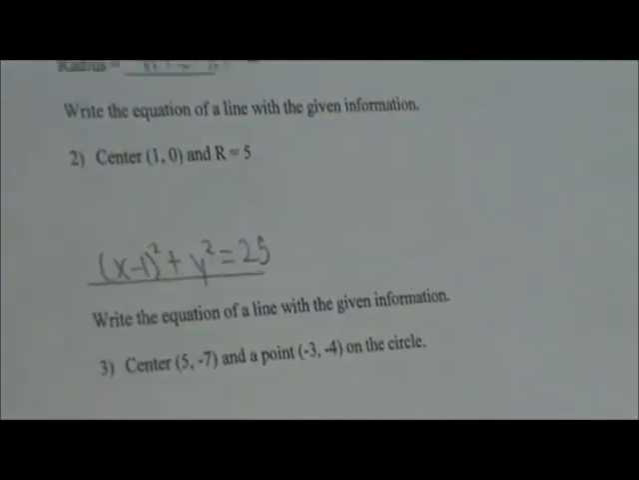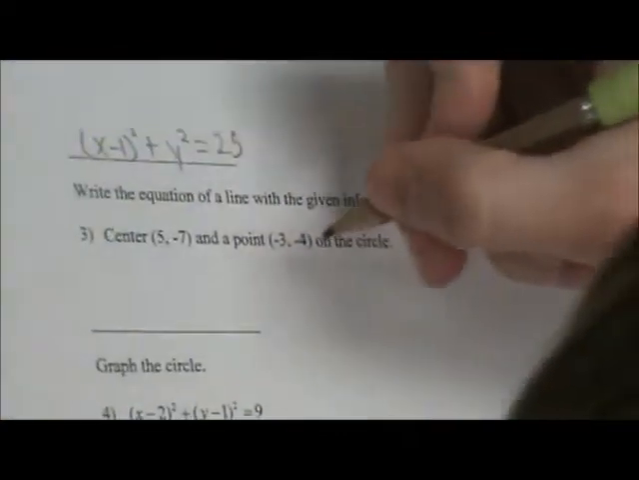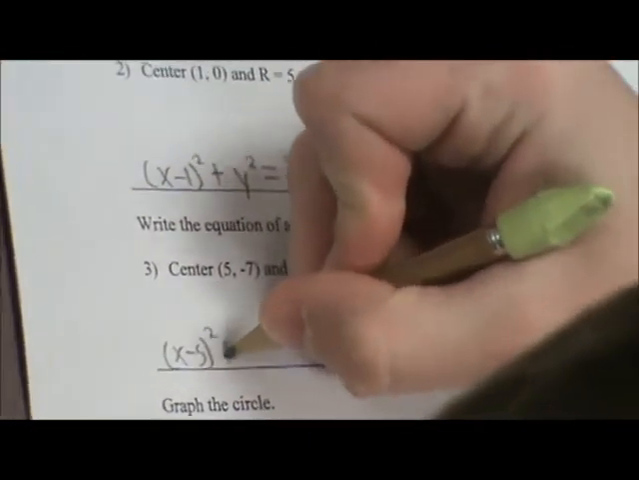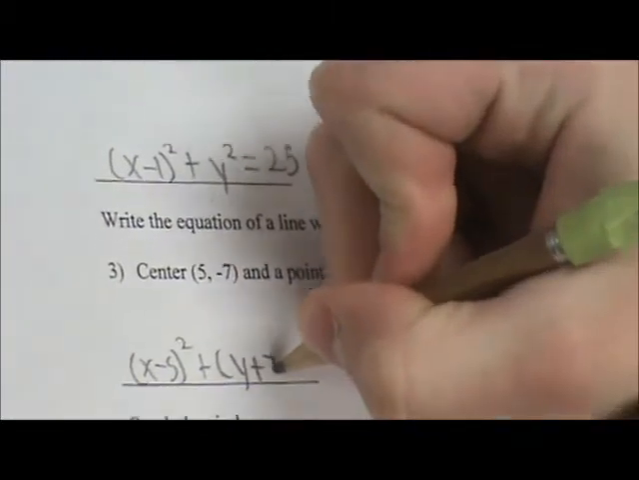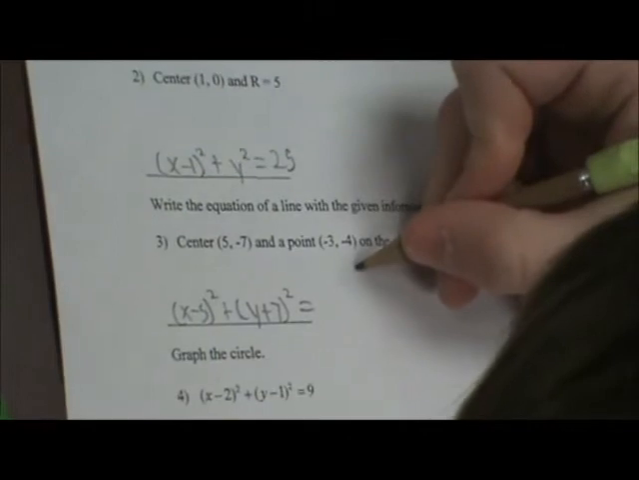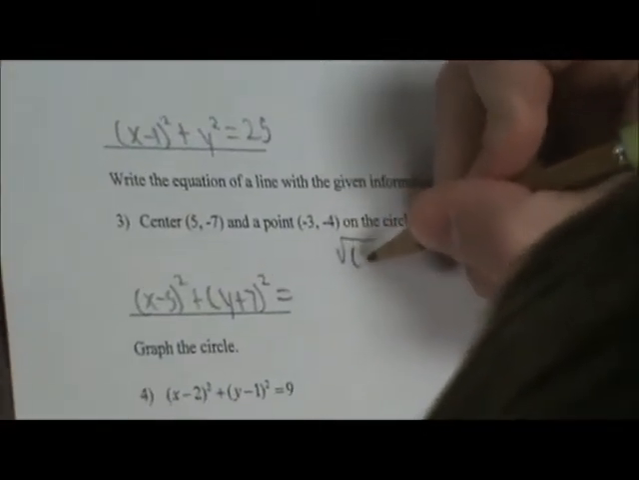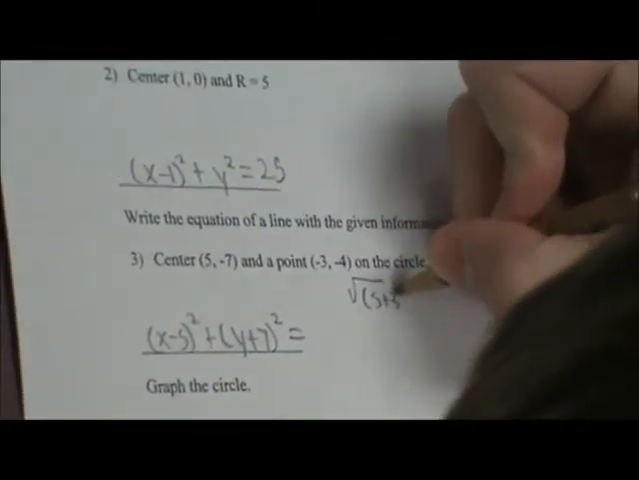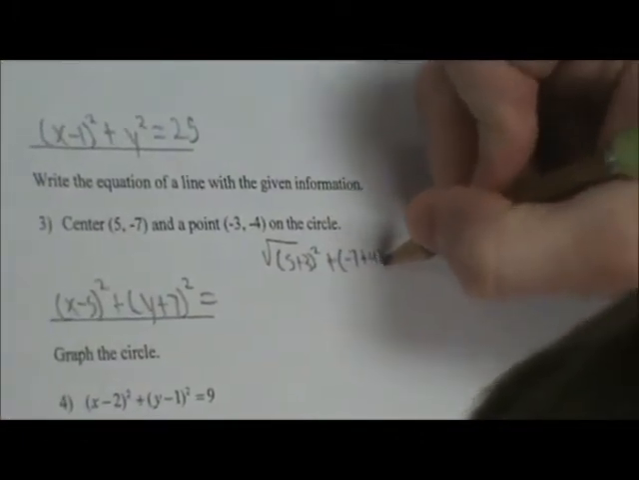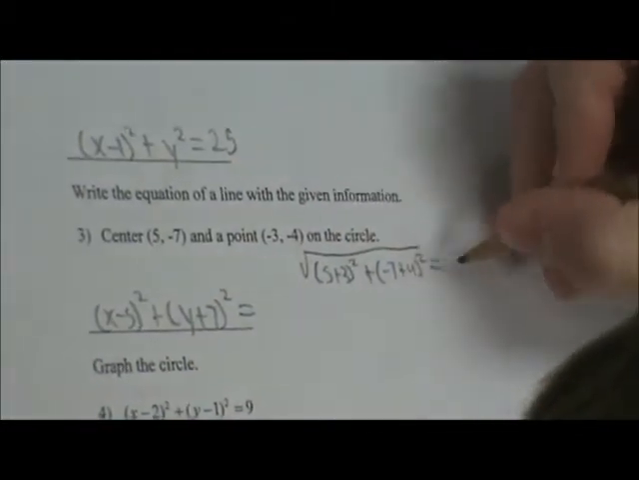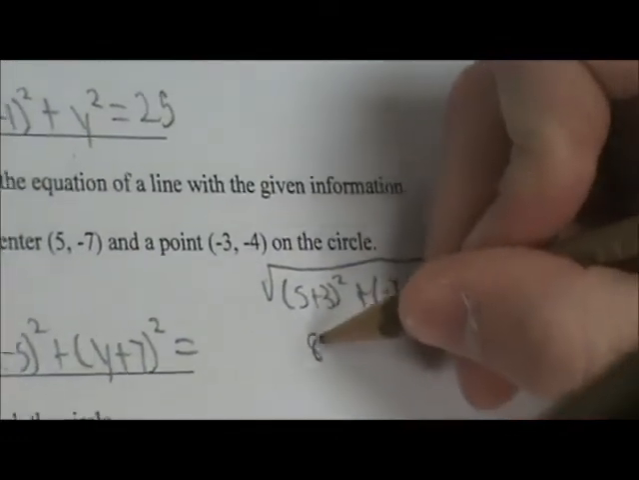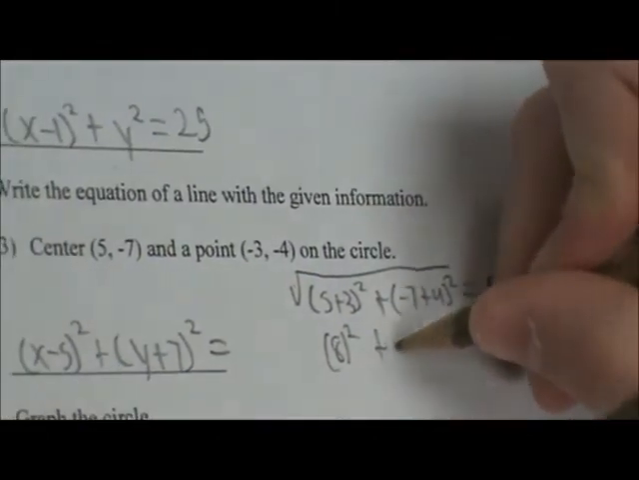For number three, write the equation of a circle with the given information. The center at 5, comma -7, and a point at -3, -4. So it's going to be x minus 5, because the opposite of 5 is -5. So x minus 5 squared, and then +7 because y minus -7 is going to be plus, so it's going to be y plus 7 squared. Then we have to find the radius, so we just use the distance formula. So we're going to have the square root of 5 minus -3 squared, plus -7 minus -4 squared, is going to equal r.